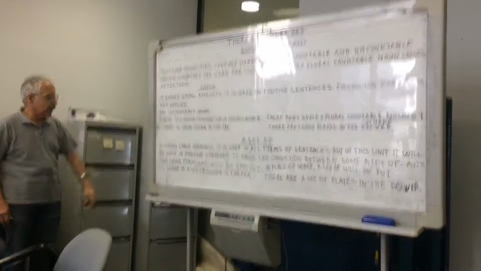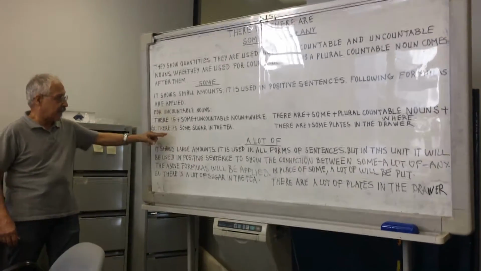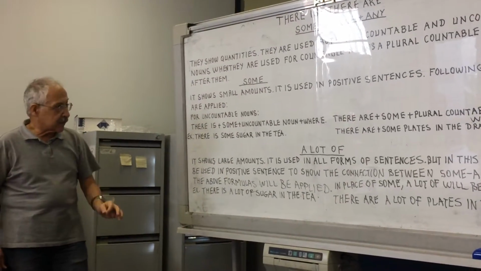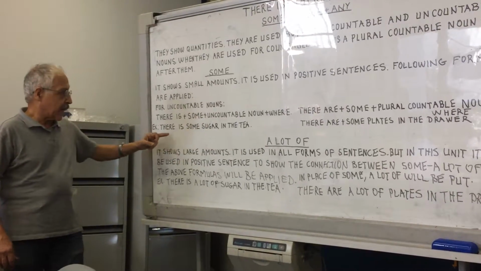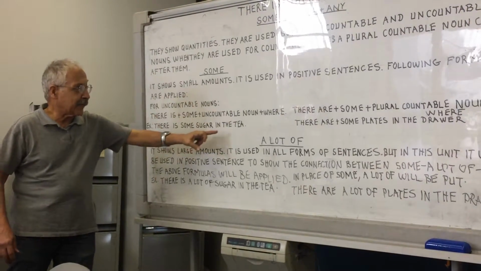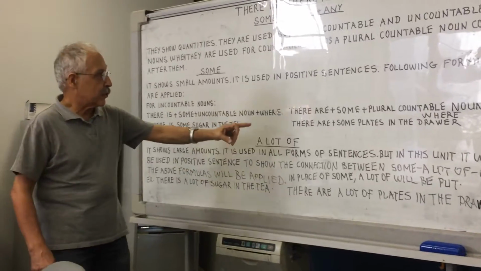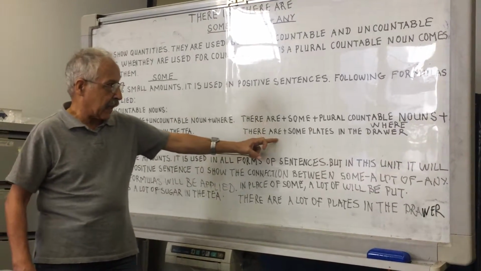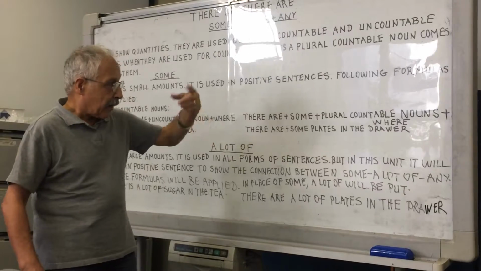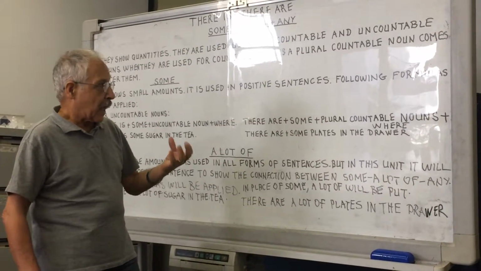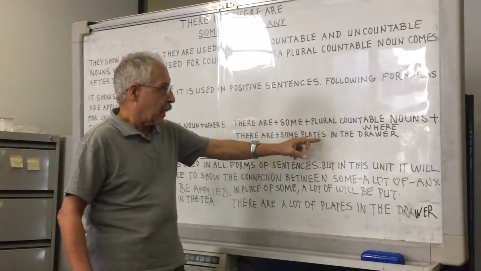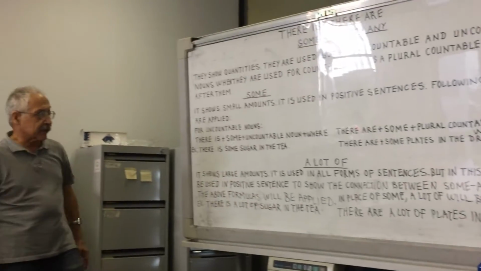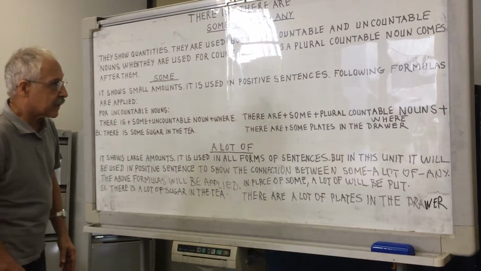Look at these examples. We started with there is, so we have to bring an uncountable noun after some. Sugar is uncountable. There is some sugar in the tea. When we use some with there are, we start the sentence with there are, then some. After some, we have to put a plural noun, plates, where, in the drawer. There is some sugar in the tea. There are some plates in the drawer.